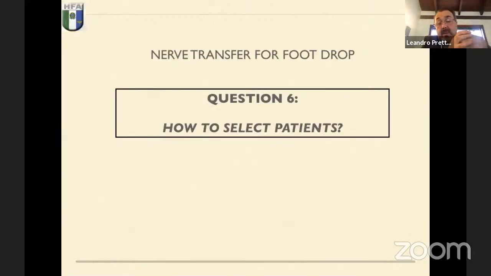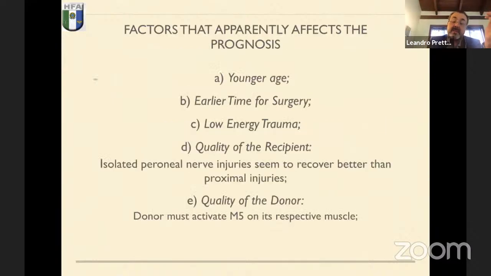And finally, if you don't have such very nice results, how can I select the patients for such procedures? This is an unanswered question, but the studies that try to address this problem identify that, of course, younger age and earlier time to surgery are good factors for better results. But this is true for every kind of nerve surgery.